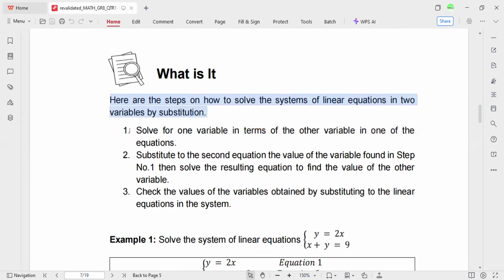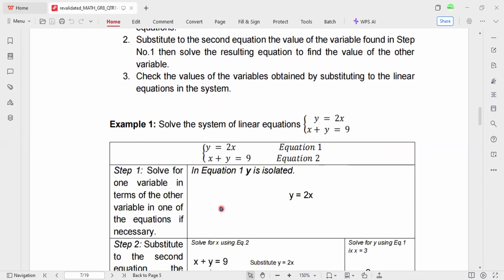So we have 3 steps here. First one is to solve for one variable in terms of the other variable in one of the equations. Then substitute to the second equation the value of the variable found in step number 1. Then solve the resulting equation to find the value of the other variable. Next is to check the values of the variables obtained by substituting to the linear equations in the system.